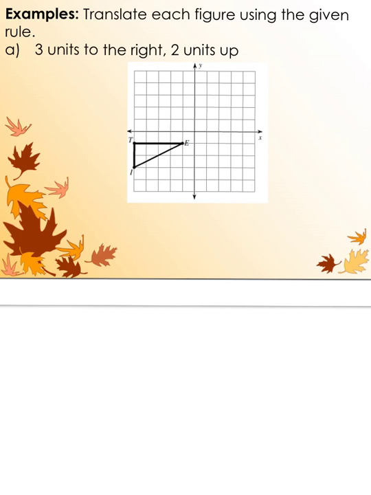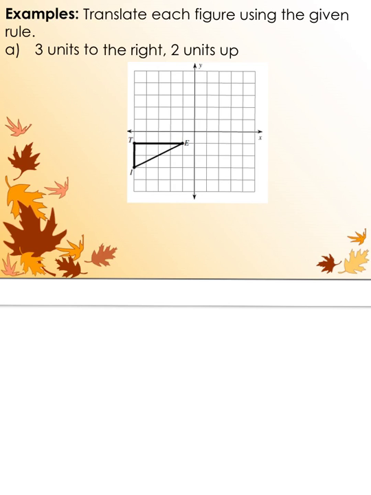Alright, the first thing that we're going to take a look at is translating the figures. There are two ways that you can actually have the directions or the rules written. One way is where they write out the rules, exactly how you do them. So this one says 3 units to the right, 2 units up. And again, we do that to all 3 points for our figure, because this is a triangle. It does not matter which point you start with.